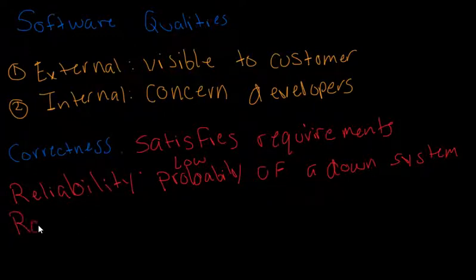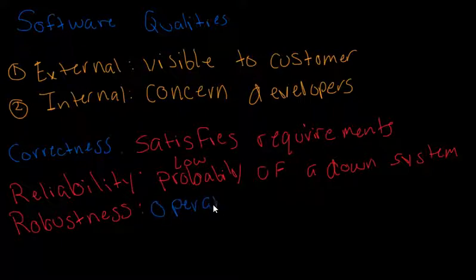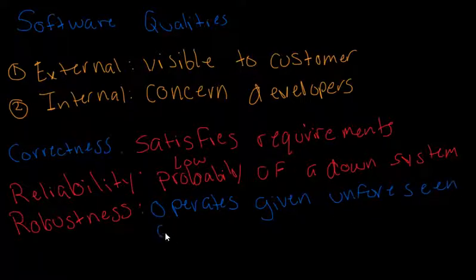Another quality we can have is robustness. Actually, I don't like how it's a lot of red, so we're going to put the words in red and then the definitions in blue. So robustness means that the software operates or has a desired outcome given unforeseen circumstances. Hopefully I spelled that right. Circumstances.